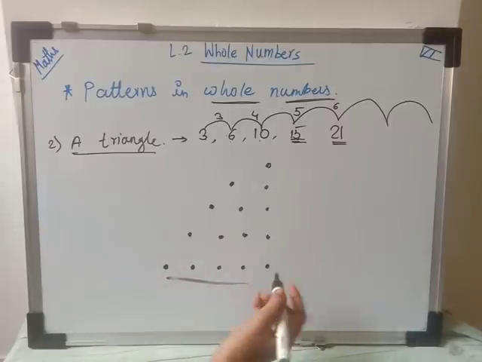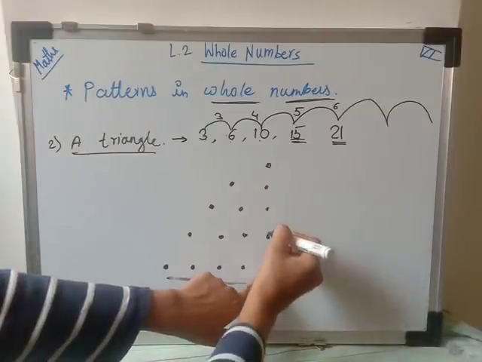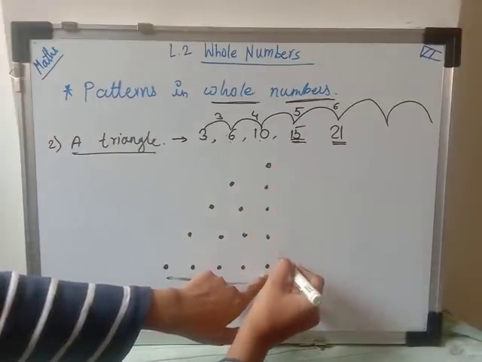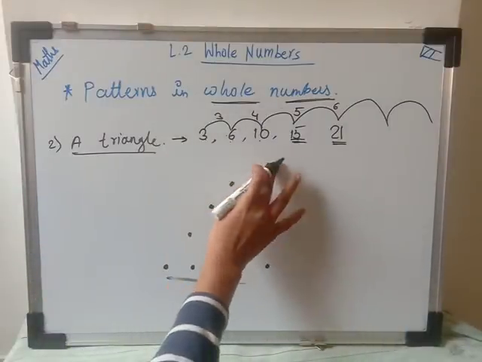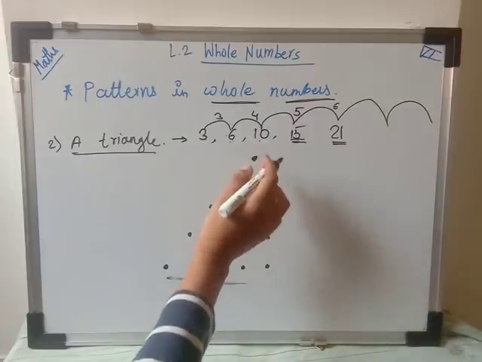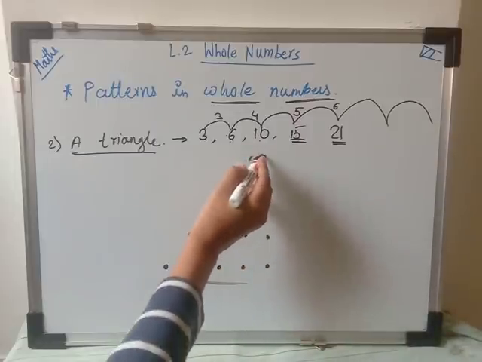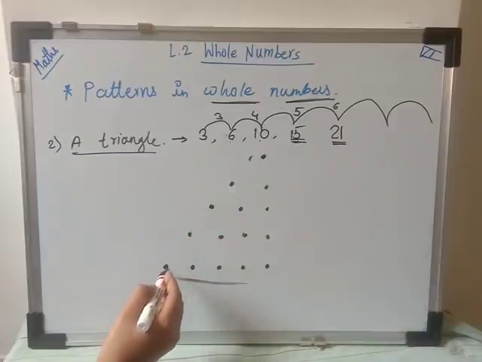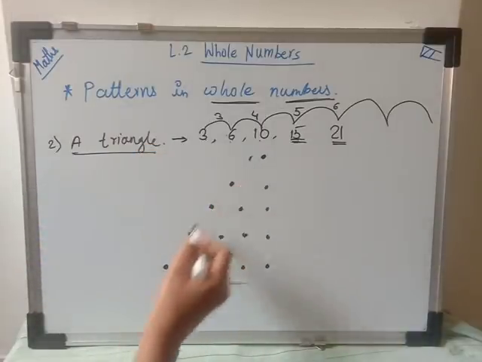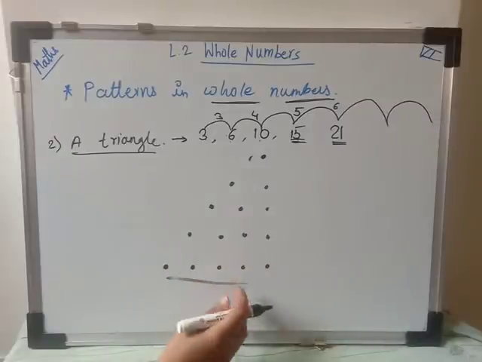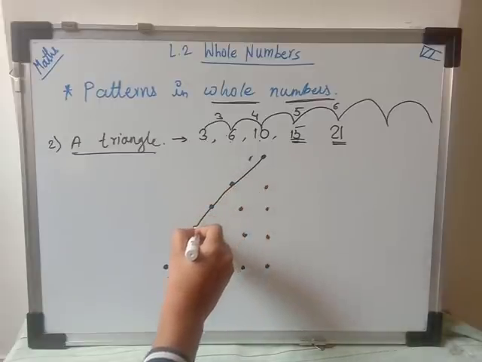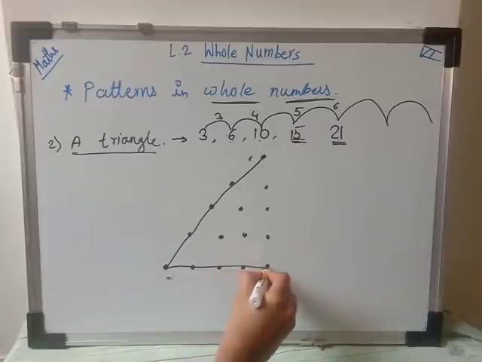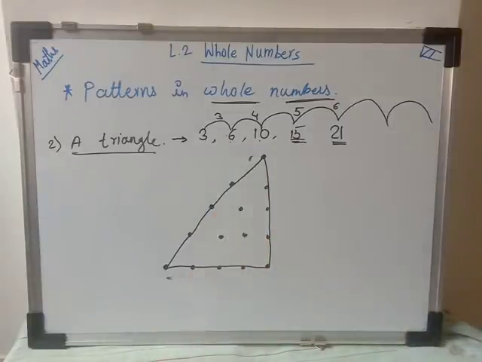Let's see the second side here: 1, 2, 3, 4, 5. For the second side also 5 dots are there. Let's see the third side now: 1, 2, 3, 4, 5. So here 5 dots are equally distributed for each side. Now just connect all the dots together to make a triangle. Done. So here we have made a triangle of 15.